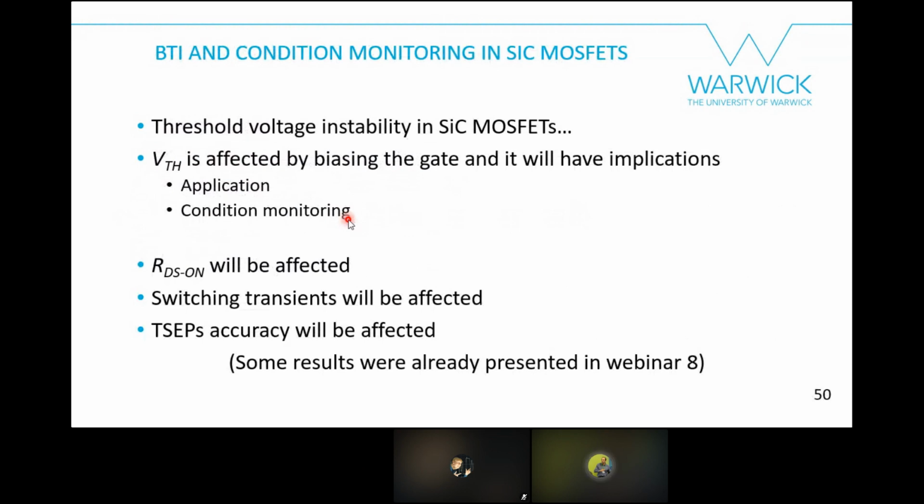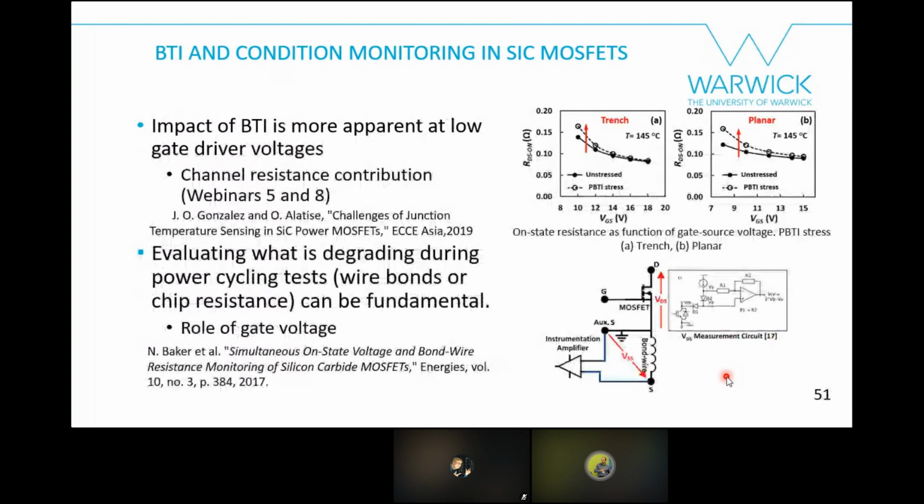BTI is related to threshold voltage instability in silicon carbide MOSFETs, and BTI is affected by bias, and it will have implications. It may be in the application, but it can also be in condition monitoring. The on-state resistance is going to be affected. Your switching transients are going to be affected. So the accuracy of the TSCPs will be affected. Some results were already presented in webinar 8, but today I'm just going to analyze this from the point of view of condition monitoring.